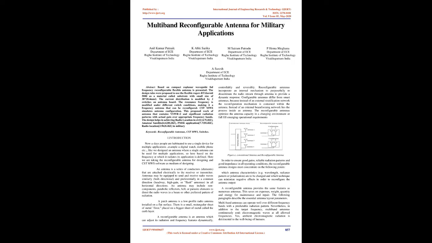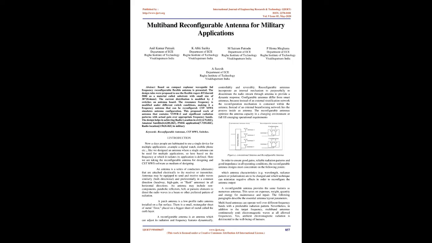The proposed antenna has a VSWR below 2 and significant radiation patterns with good gain over the appropriate frequency bands. The design helps in achieving radio location in civil at 4.7 GHz, amateur satellite at 4.628 GHz, PMSE application at 7.735 GHz, and radio location at 3.962 GHz in military. Keywords: reconfigurable antennas, CST MWS, switches.